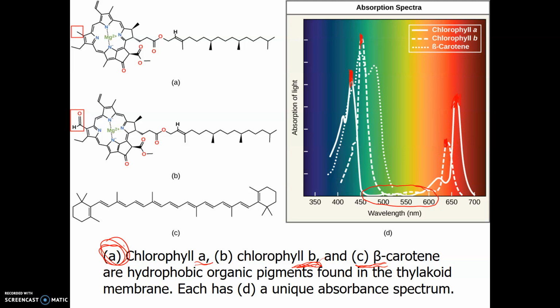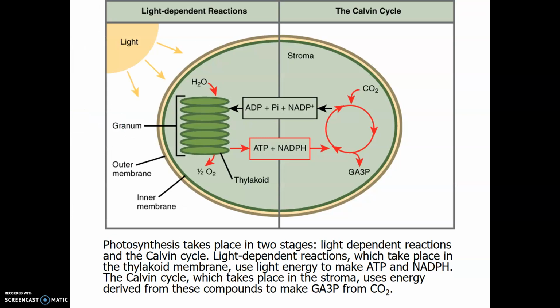And then beta carotene absorbs in the green end, that's the end that's most absorbed with beta carotene. So by having different pigments, plants can absorb more wavelengths of light. All right, this is a cross section through a chloroplast.